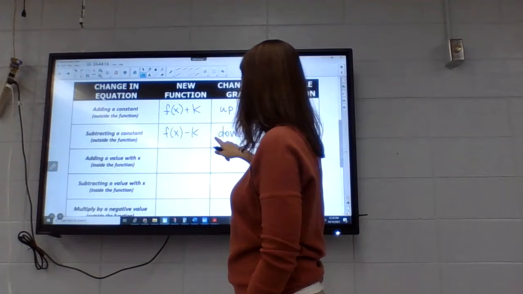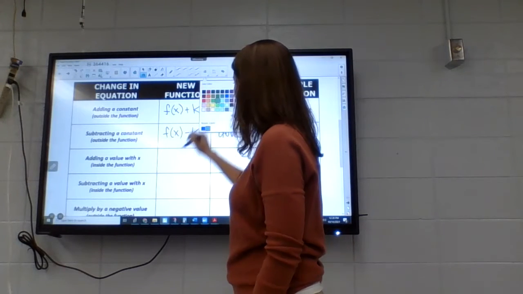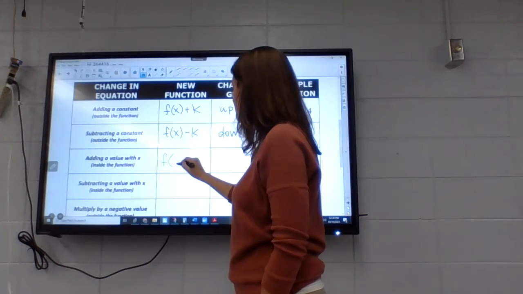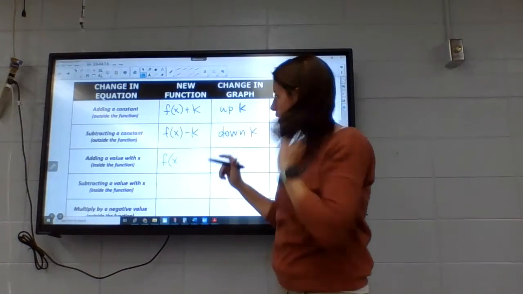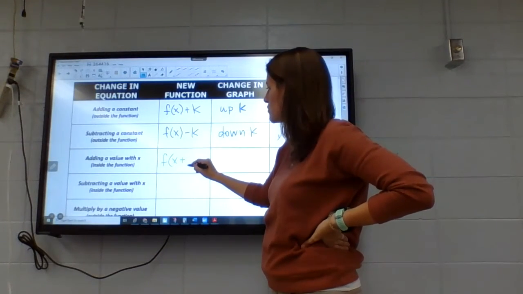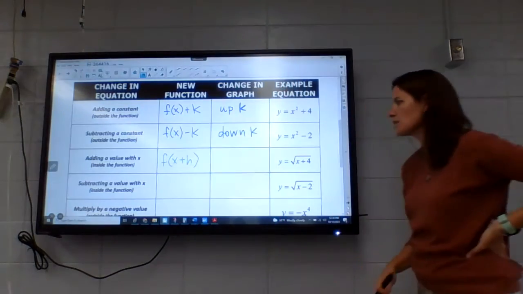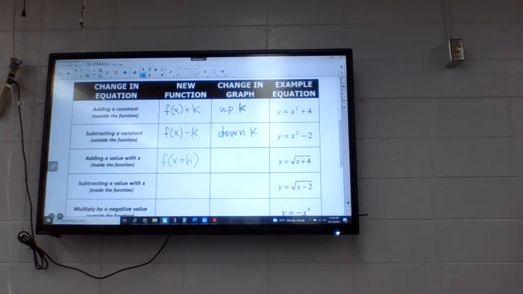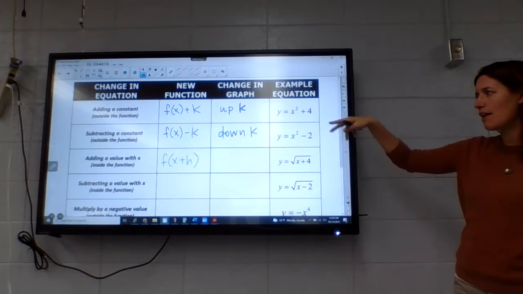So I'm going to switch colors here. It says adding a value with x, so I'm going to do plus h, which is the one we usually do for inside the function. What did this one do? It actually moves it to the left. It does kind of the opposite of what I would expect if I just looked at this, not knowing any better, based off those last two.